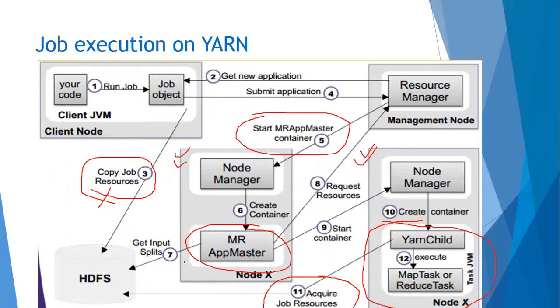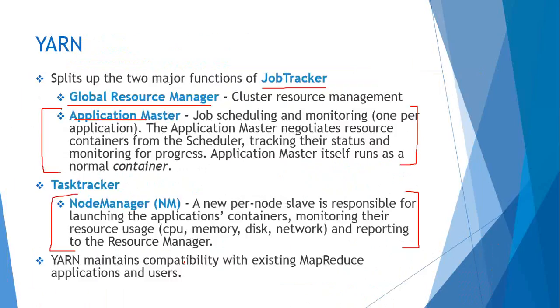It is very much similar to the previous one, but with a few drastic or major changes. Your job tracker is divided into a resource manager and application master, and the task tracker is basically a node manager, and all your jobs are triggered inside the containers, including the application master, which also runs inside a container.